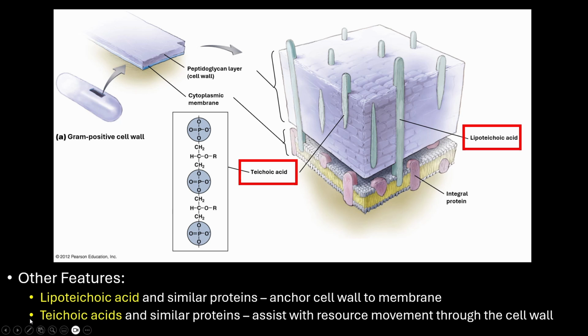Okay, so these are special proteins. Lipoteichoic acids are anchoring proteins. So their job is to attach the cell wall to the cell membrane so that they don't move freely from one another. And then the teichoic acids, their job is mostly about resource movement. So they're sort of like little portals where materials can travel through them to reach inner spaces within the cell wall.